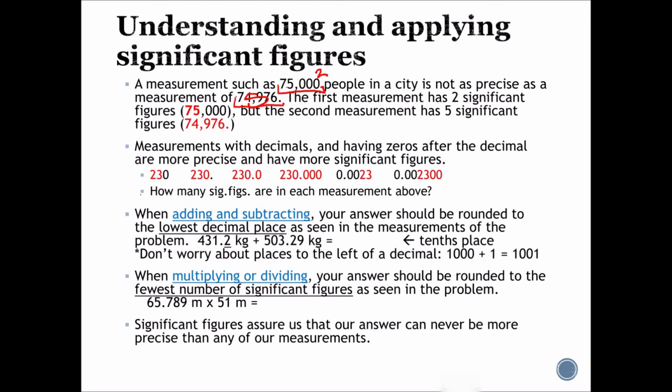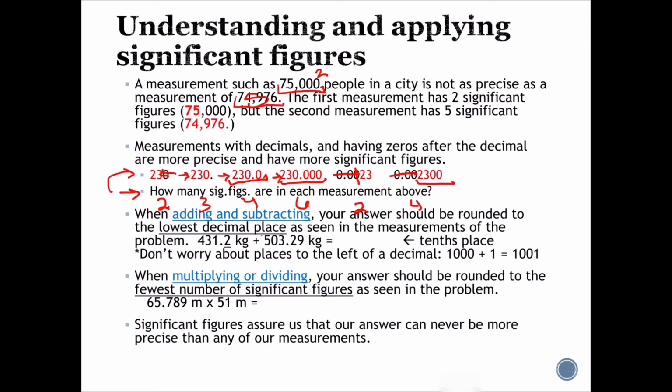Okay, now you try. How many significant figures are in each of these measurements above? 230. How many? 2. 230 with a decimal: 3. 230.0: 4. 230.000: 6. 0.0023: 2. 0.0023004.